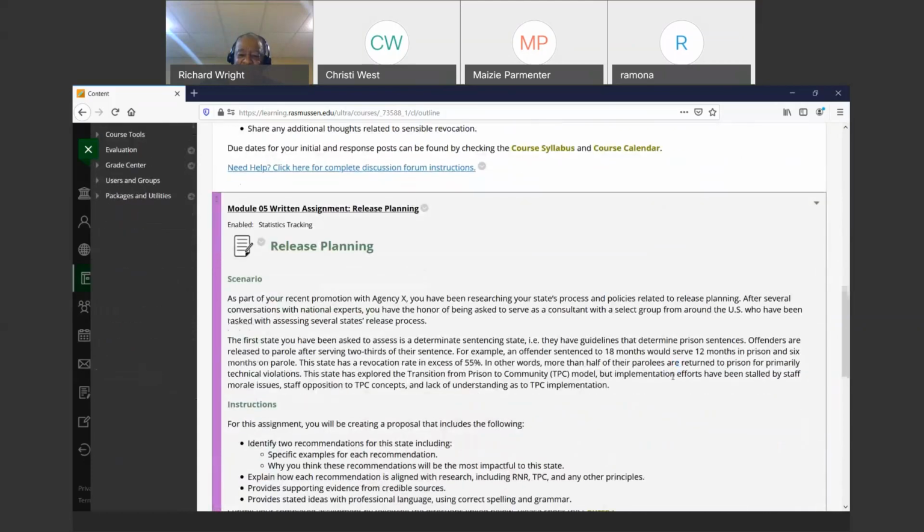So now, very quickly, let's look at the written assignment for this week. And you have this scenario given to you: you've been promoted with agency X. You've been researching the state's process and policies relating to release planning. And you know what release planning is. If you don't, it's found in your reading material, but very simply put, you are preparing to get that person back into the community.